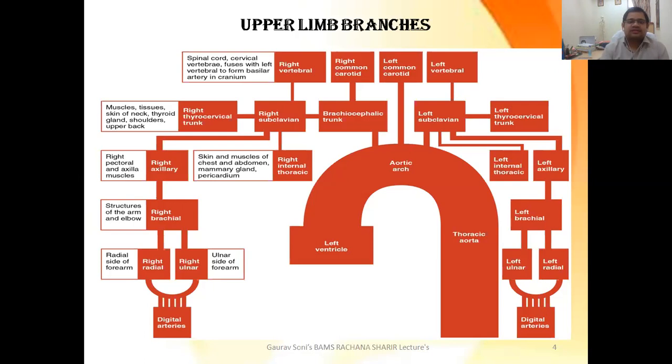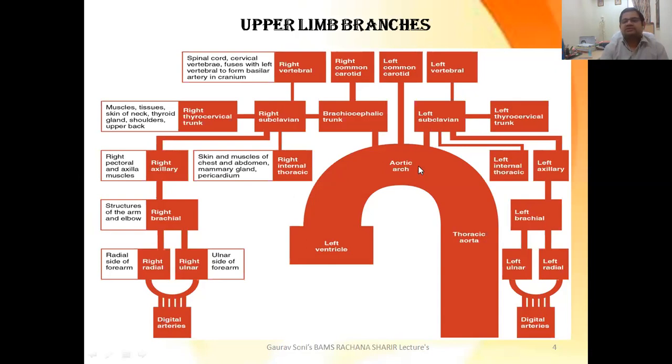When it reaches the brachial region, it is known as the brachial artery. At the region of the elbow, it divides into the radial and ulnar arteries, and then an aponeurotic type of arrangement forms in front of the digital arteries, that is, the arteries of the fingers. Okay, so this is the scheme of the right side of the hand.